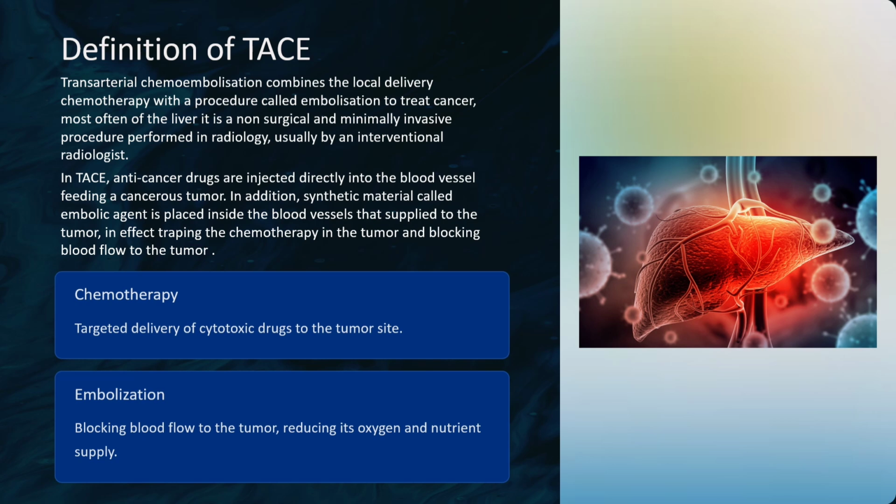Since we know how the cancerous tissue is growing, it is getting all the nutrients from the blood vessel, all the oxygen supply, nutrients, everything it is receiving. With that, the tumor cells stay in a particular area and keep growing. Okay, so first we will introduce chemotherapy drugs to shrink the tumor. Afterwards, we block the blood vessel which is supplying oxygen and blood to the tumor. So chemotherapy means the targeted delivery of cytotoxic drugs to the tumor site, and embolization means blocking the blood flow to the tumor, reducing its oxygen and nutrient supply.